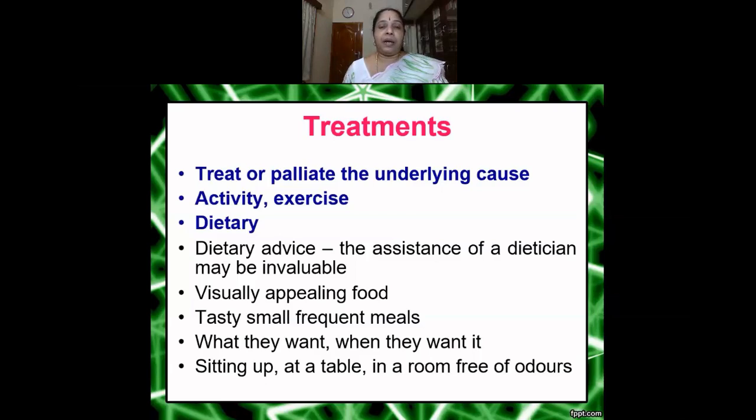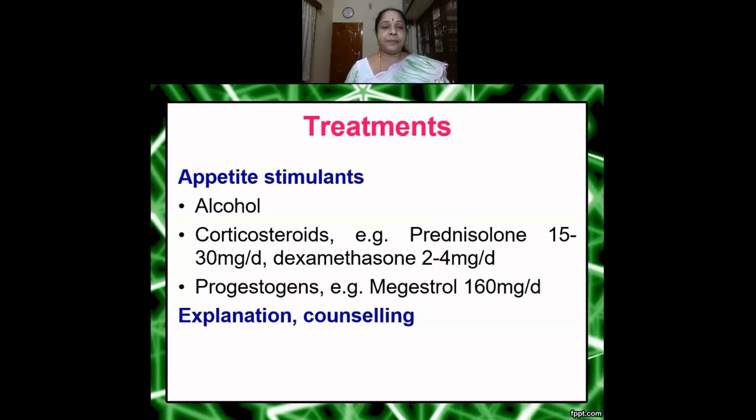So whatever type of food they like, such kind of foods can be given, and they can be made to sit at a table and encouraged to eat with the other members in a room which is free of odors. Usually when we eat in a hospital setting, we know the smell in the hospital, the smell of the medicines and whatever cleansers they use. All these give a peculiar smell in that setting. So the smell of the room could be modified so that it is free of odors.